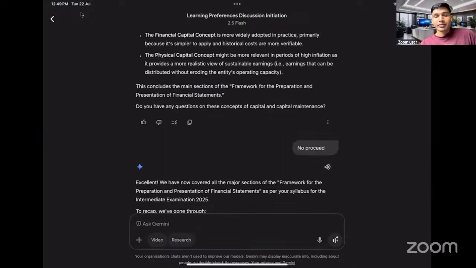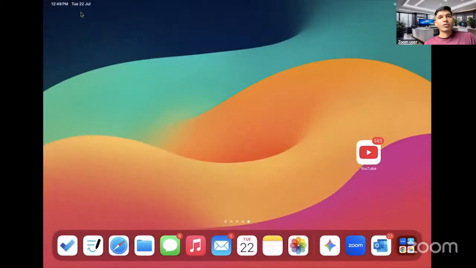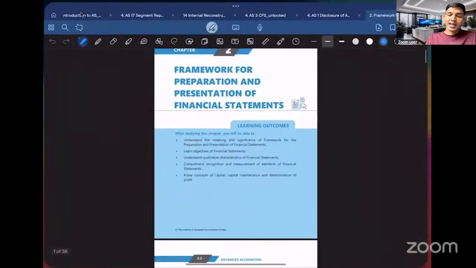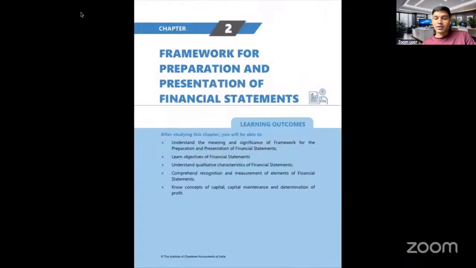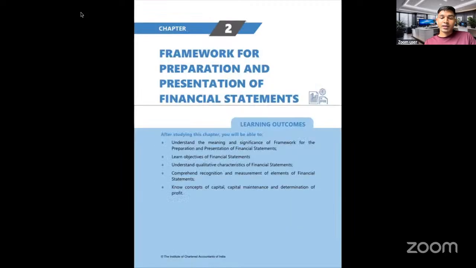Now we have completed the basic understanding of the framework for preparation and presentation of financial statements. Now we will see what ICAI wants to state about this concept. Now we'll see the framework for preparation and presentation of financial statements from the ICAI study material.